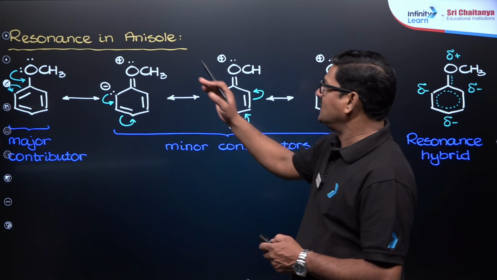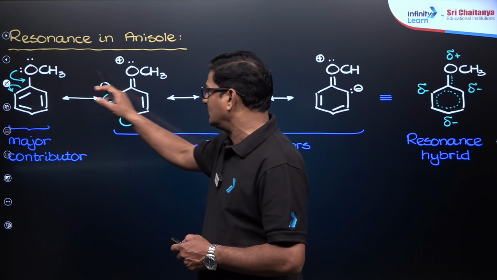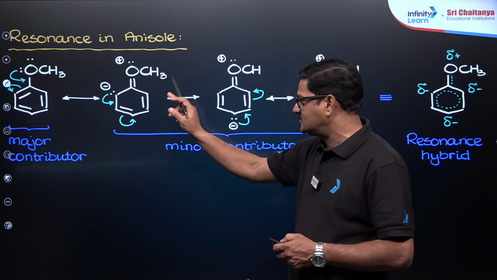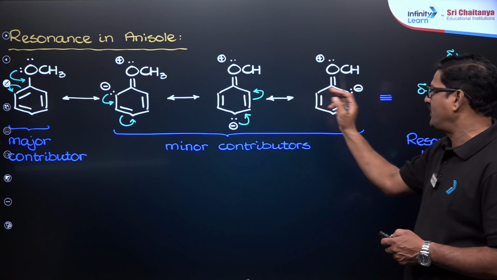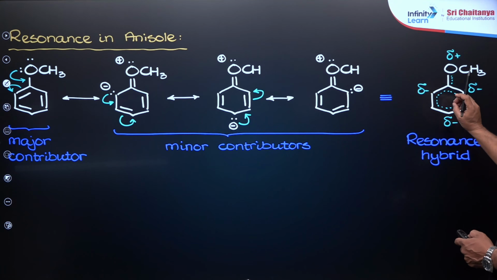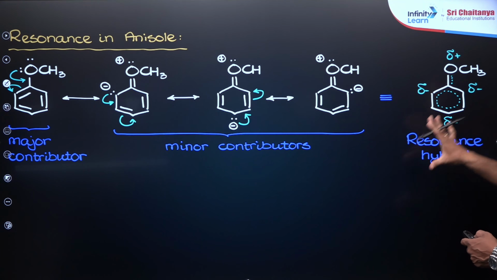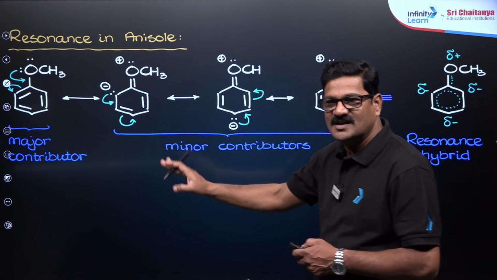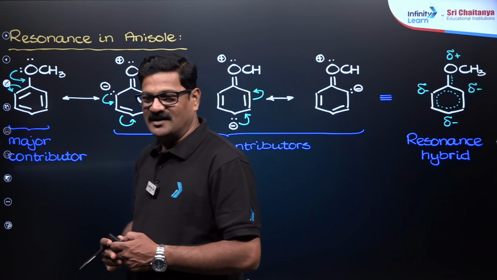Exactly. So resonance in the anisole, you can see the lone pair of electrons is coming in, so that negative charge is accumulated at ortho and para positions. So negative charges appear at ortho and para positions. This is the resonance hybrid. Are you getting it or not?